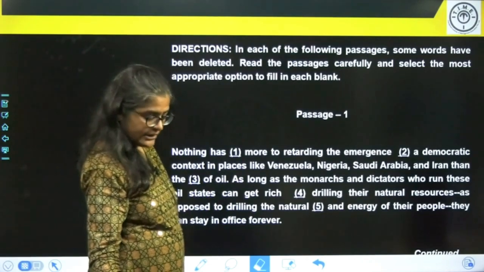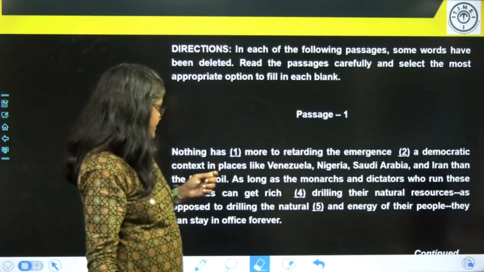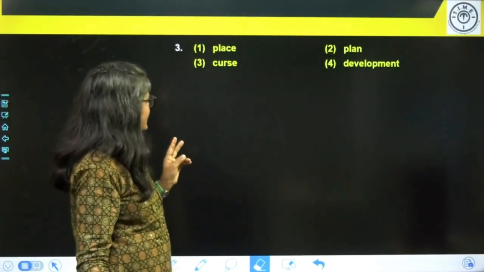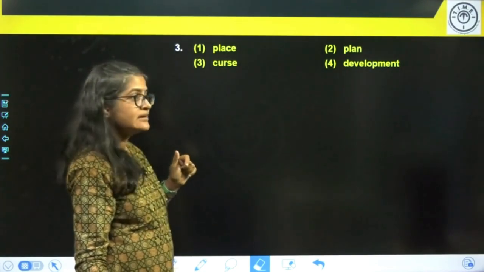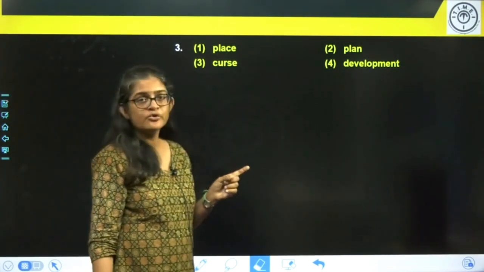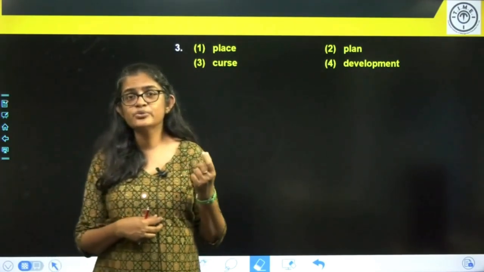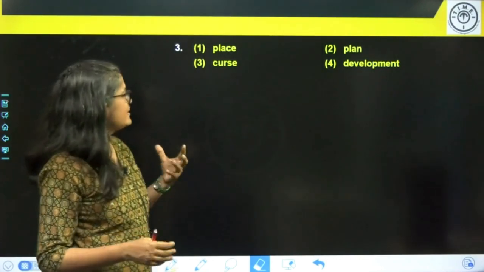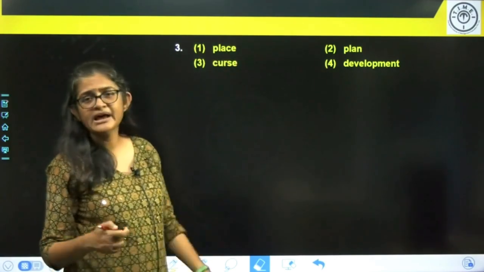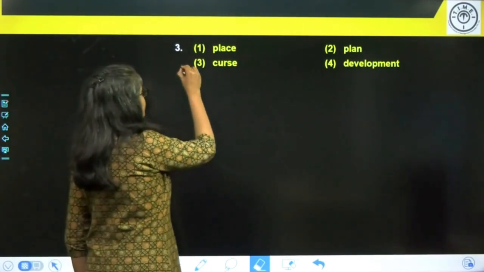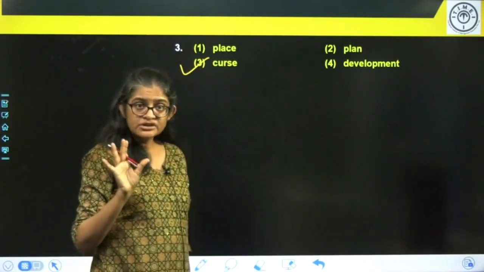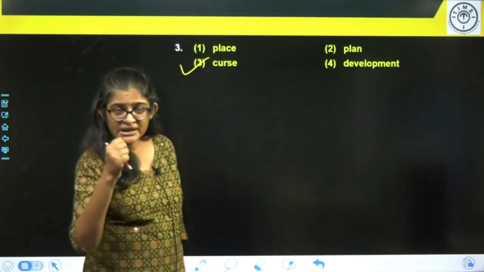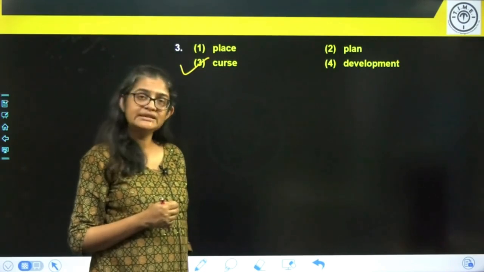Then the dash of oil contributed to retarding the emergence of a democratic context. Than the dash of oil: place of oil, plan of oil, curse of oil, development of oil. This is a negative sentence, so we need a negative word. We are talking of slowing down democracy, so not the development of oil. Place and plan don't fit. The curse of oil, because only these countries are endowed with oil, but it has become a curse because it is impeding or slowing down the progress of democracy in these countries.